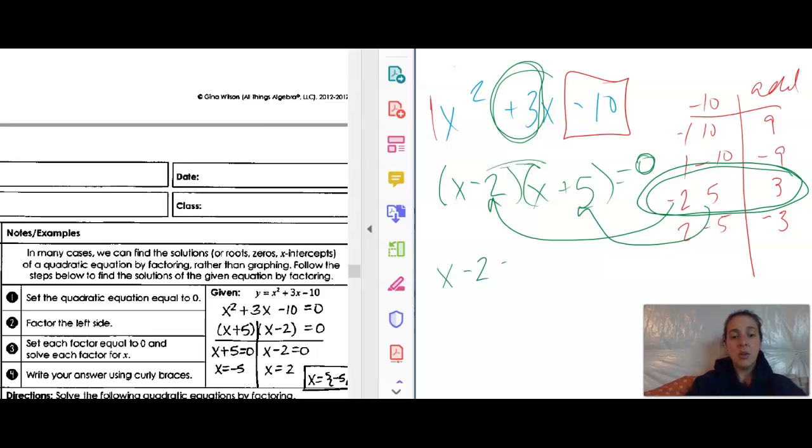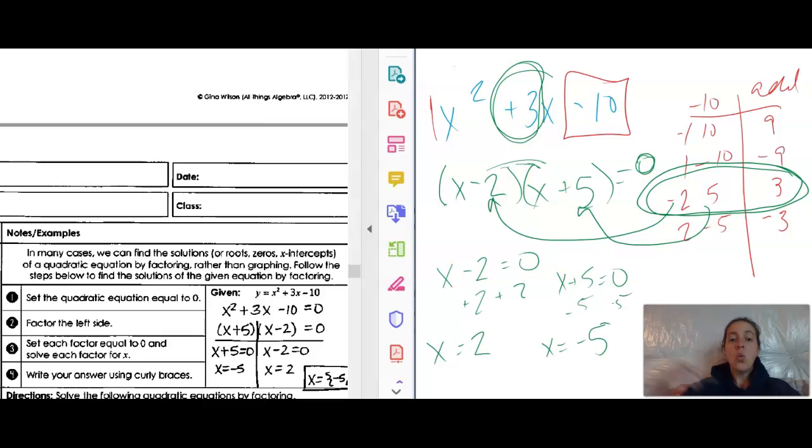So now I have x minus 2 equals 0. So I would just add 2 to both sides. So x equals 2. And I've got x plus 5 equals 0. And I subtract 5. So x equals negative 5. Okay, so what I could do is I could go ahead and use Desmos to double check my work. We're not going to be using Desmos here as our main source of solving, because we have to know how to factor. This is one of those key skills that, yes, you must have before you leave my class. Okay, so we're going to really work on that.